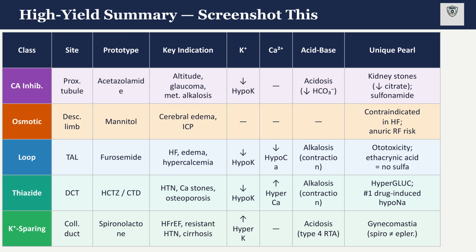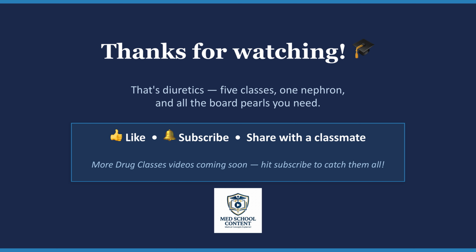All diuretics except potassium sparing cause hypokalemia. Loops and thiazides cause alkalosis, while CA inhibitors and potassium sparing cause acidosis. And loops lose calcium, thiazides take it back. That's diuretics, 5 classes, 1 nephron, and a whole lot of board testable pearls.